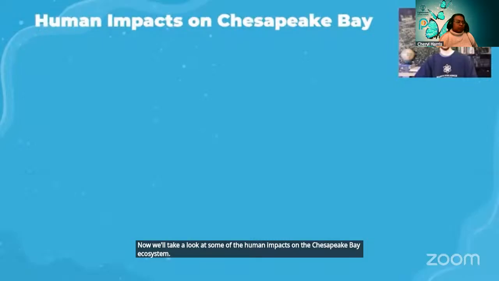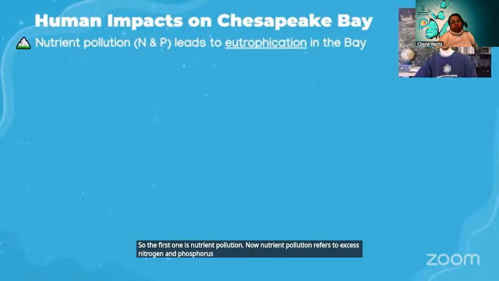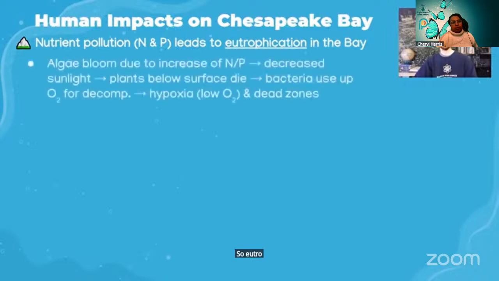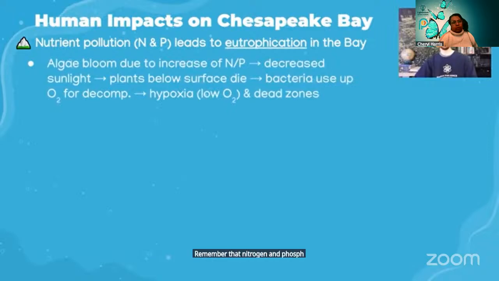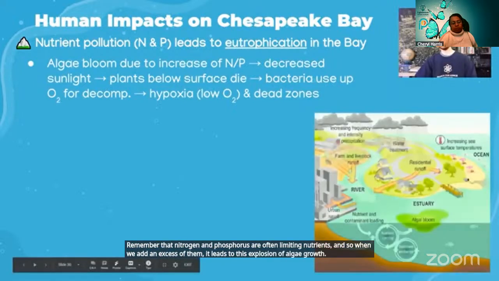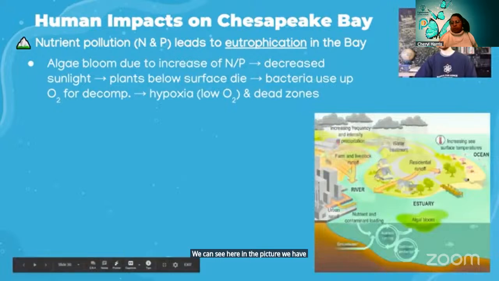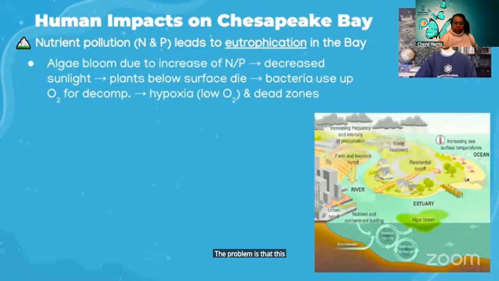The first one is nutrient pollution. Nutrient pollution refers to excess nitrogen and phosphorus entering a body of water, leading to something called eutrophication. Eutrophication is when we have an algae bloom due to all of these excess nutrients entering the body of water. Remember that nitrogen and phosphorus are often limiting nutrients, and so when we add an excess of them, it leads to this explosion of algae growth. We can see here in the picture, we have this algae blooming because of all of these nutrient inputs. The problem is that this will block the sun, and so that plant.